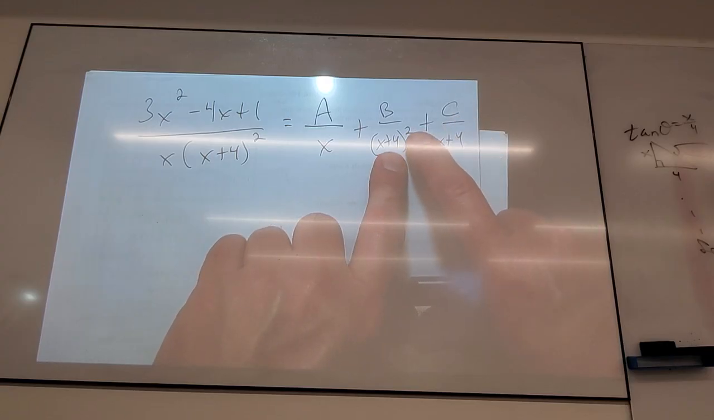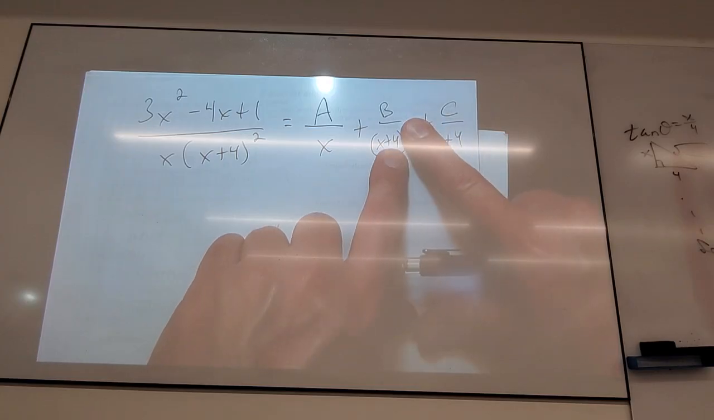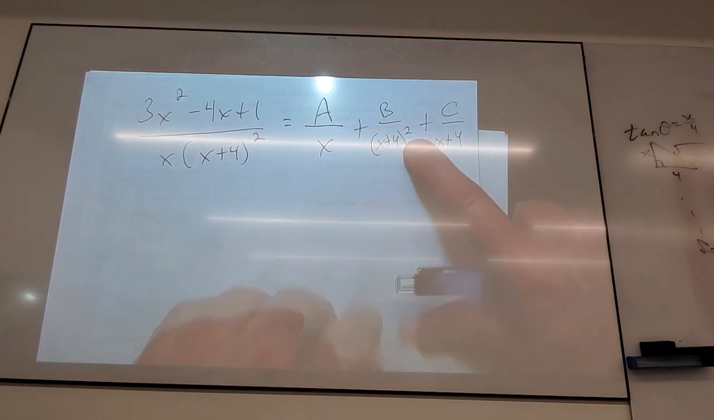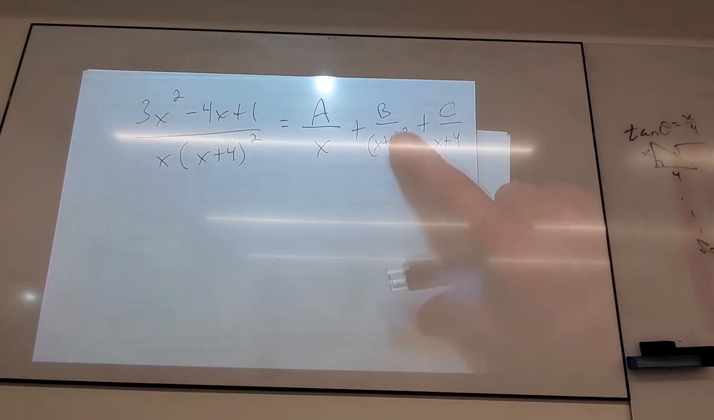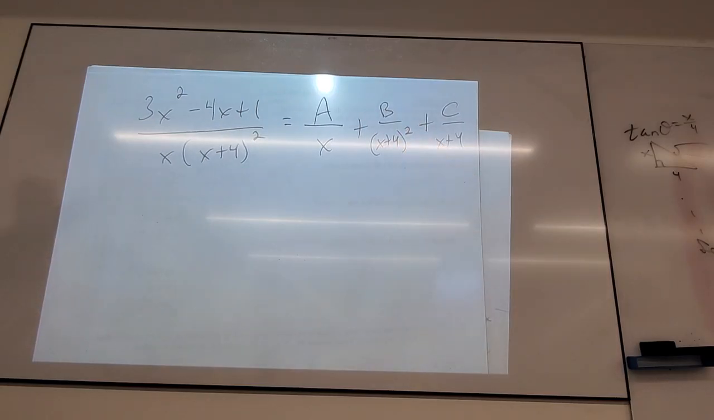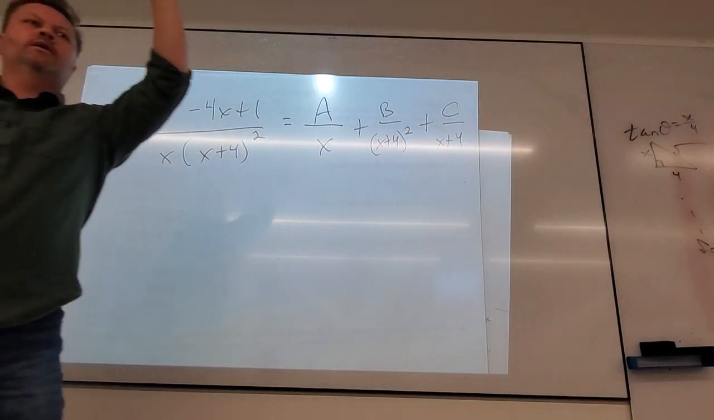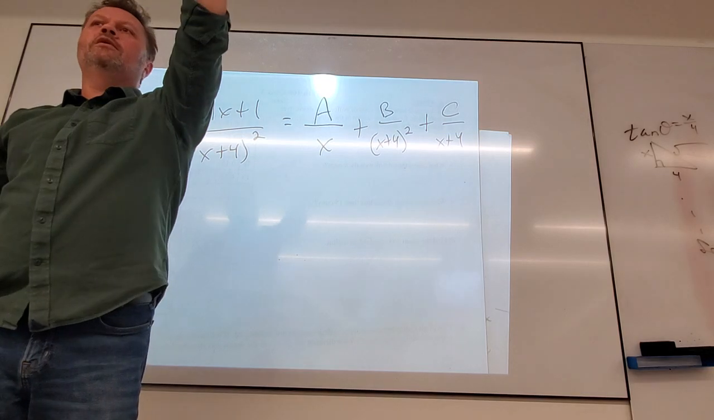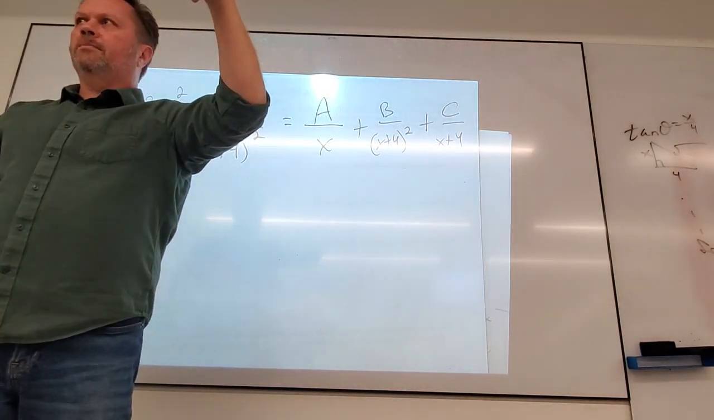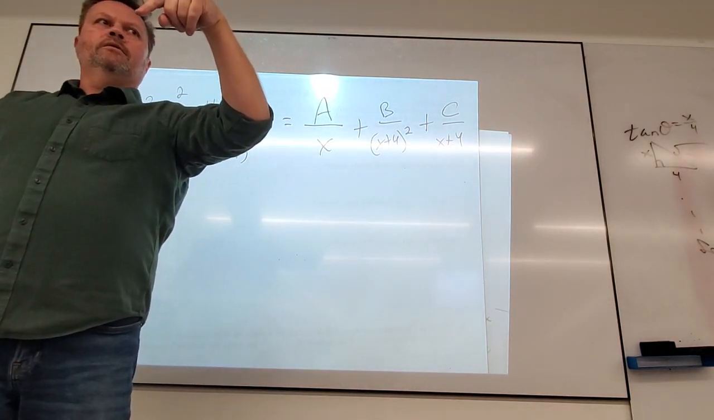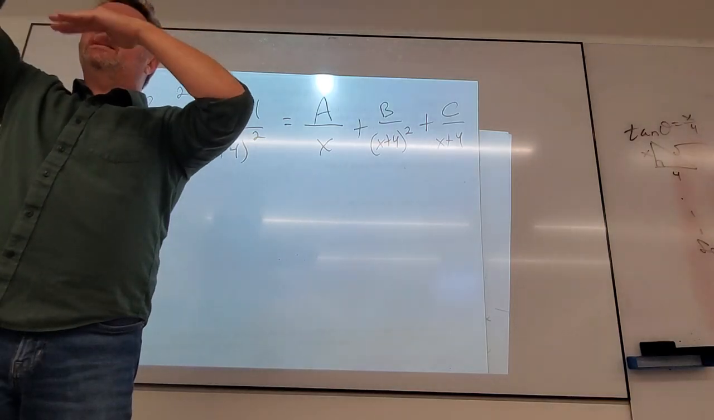Now, here's the tricky part. This is the repeated x plus 4. So what's the real degree? First degree. That 2 just means it's repeated another time, yes? And the top is 1 degree less. So when you're doing partial fractions, the top expression has to be 1 degree less than the bottom expression. Otherwise, you could reduce the thing.